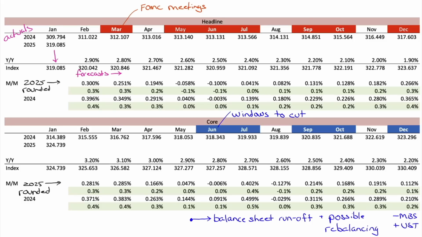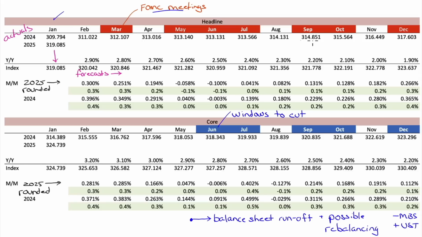Okay, this looks like a busy screen, but I'm going to walk you through it line by line so you know exactly what you're looking at. Right across the top, you have January all the way through December. The red months are months that have an FOMC meeting. We have March, May, June, July, September, October, and December. So there are your 7 meetings left for the end of the year. January is in the books.